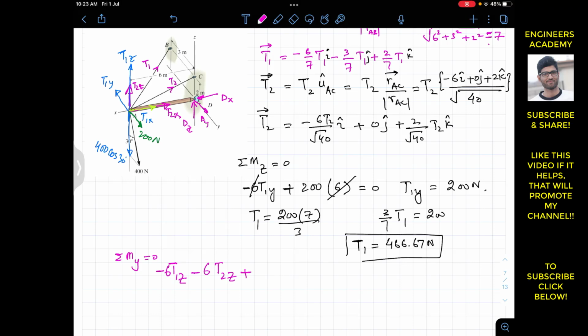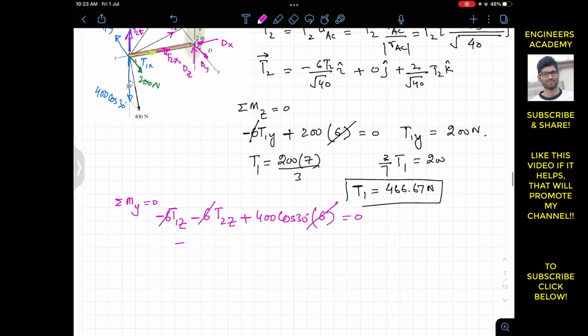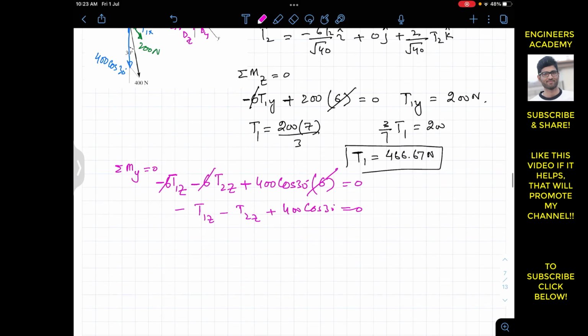So we will write plus 400 cos of 30 degrees, and the perpendicular distance of this cos component from the y-axis is again 6 meters. So we will multiply this with 6 as well. So this is equal to 0, and if we divide this whole equation by 6, we will be left with minus T1z minus T2z plus 400 cos of 30 degrees, and this is equal to 0.